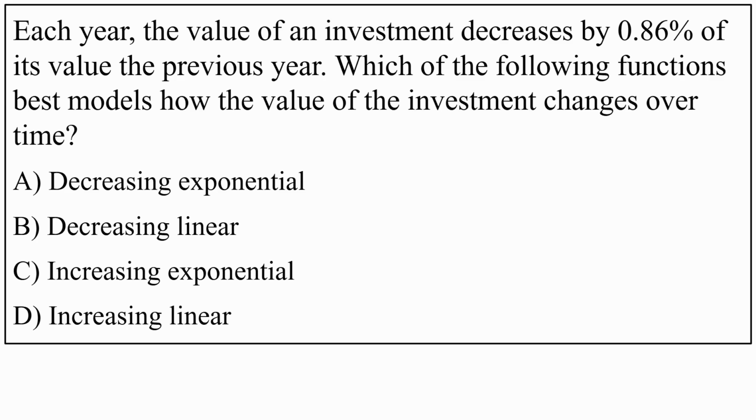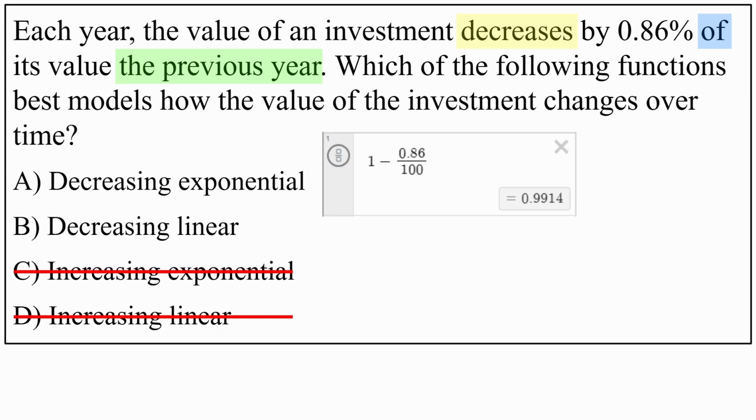Okay, let's go over some examples now. So this one says in the question decreases. So right away, I'm going to cross off the choices that say increase. And it also says of its value the previous year. So I can actually compute the multiplier for a 0.86% decrease by doing 1 minus 0.86 over 100. So let's do a little example. So let's say that investment were $50. So the next year it would be 50 times 0.9914.